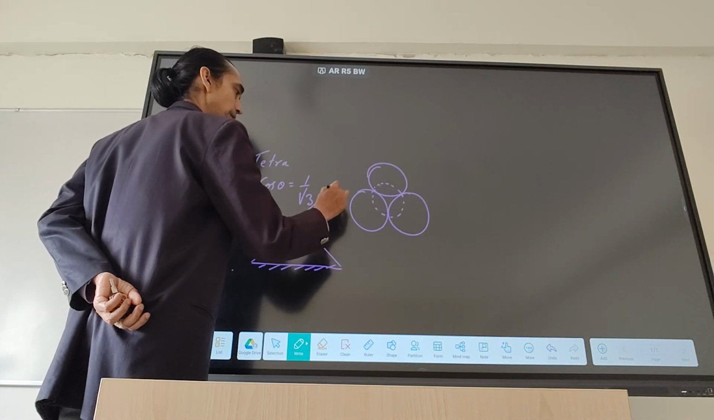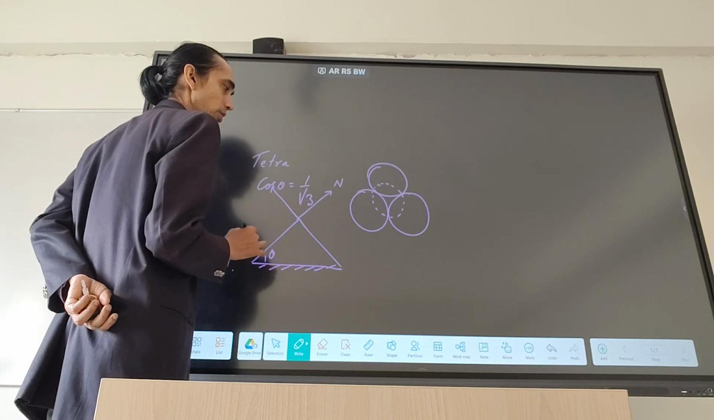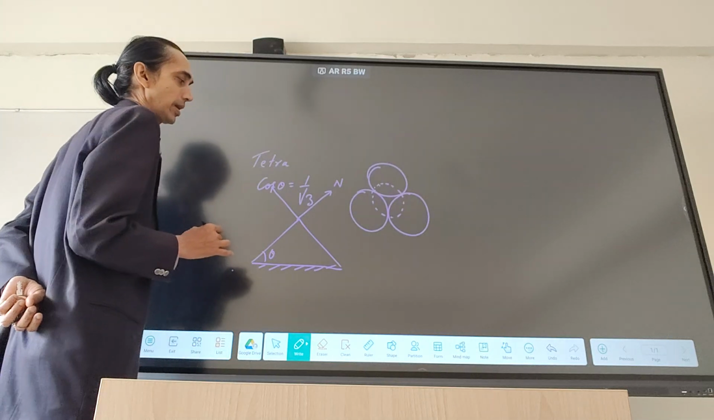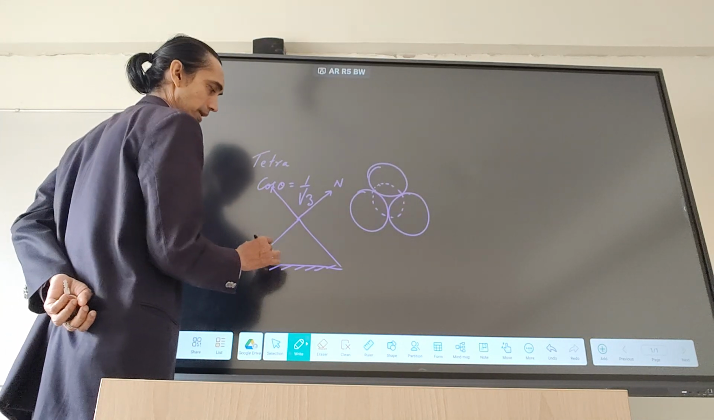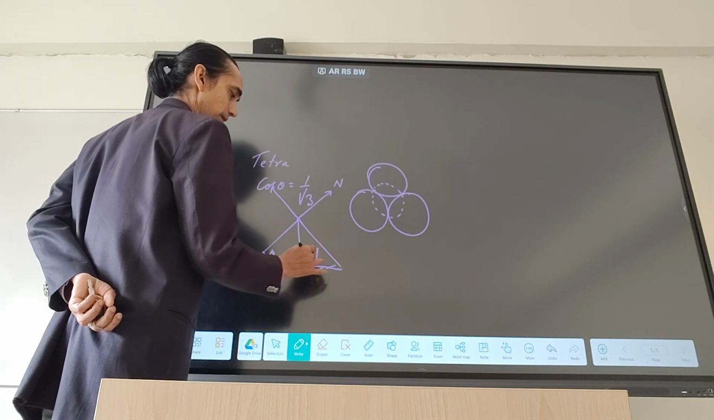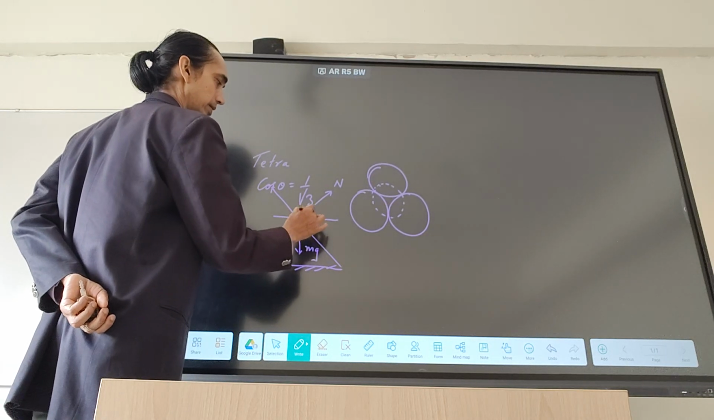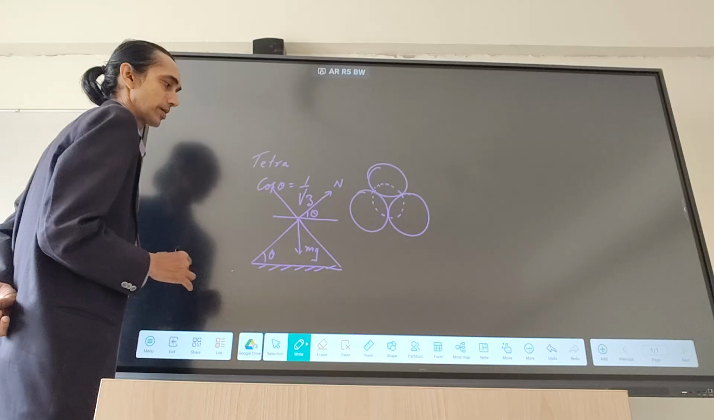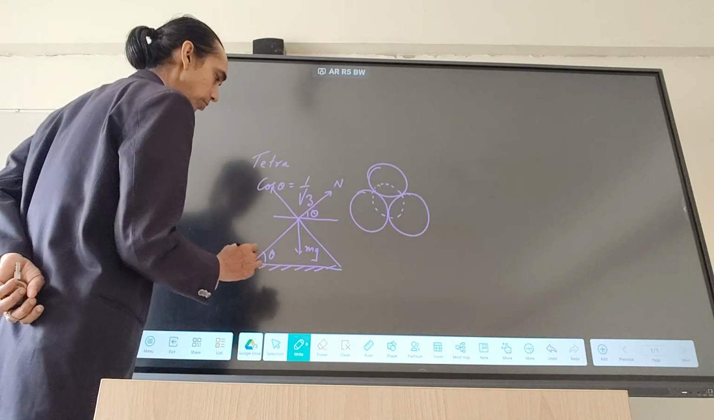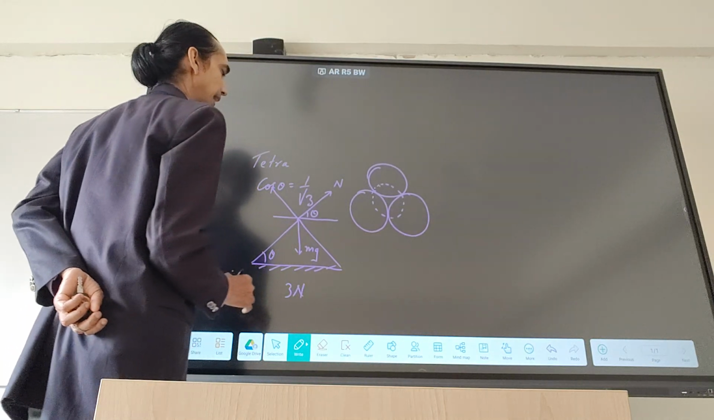There is one force on the top one this way, there is one force on the top one this way. So altogether, how many forces are there? We can check. And the angle they are making is also known to us. This angle is theta. So mg on the top one is downwards. This angle is theta, this is 90 minus theta. Think about it. So how many forces are acting on the top one? Three normals, from all the three. So three normals, 3N.